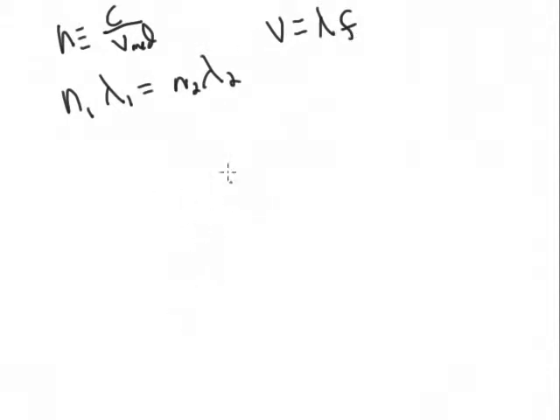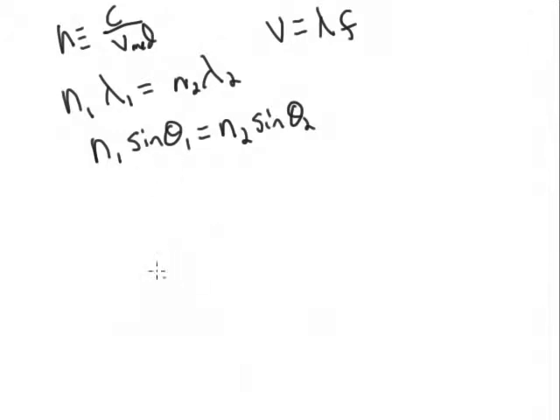So now what we can do is look at Snell's law. What Snell's law says is that the index of refraction in one medium times the sine of theta relative to the normal in that medium is equal to the index of refraction in the other medium times the sine of theta 2 in the other medium. That's relative to the normal.